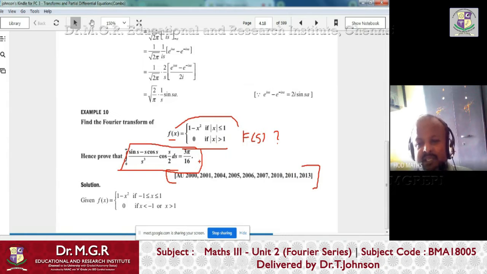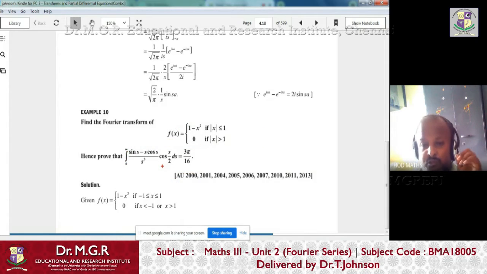Just like in Fourier series, we can evaluate certain infinite series using Fourier series representation. Similarly, here also, by applying the Fourier transform or the inverse Fourier transform, we can evaluate certain integrals which are difficult to integrate usually. See, you can see here it is not an easy one.